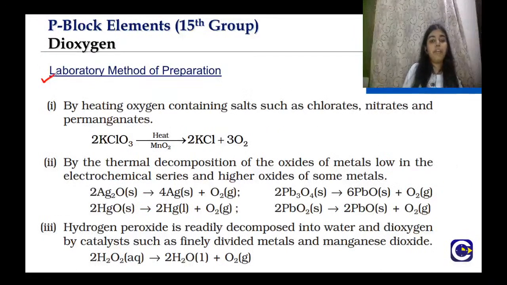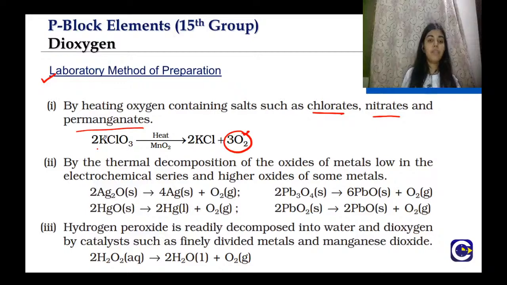Coming on to the laboratory method of preparation. What is the first preparation method? By heating oxygen containing salts. For example, let us take chlorates, nitrates or permanganate salts, and when you heat them, you will get oxygen as the product. So this important reaction you have to remember: KClO3 on heating with MnO2, which is acting as a catalyst, right, will give you KCl plus O2. So this is how in the laboratory we prepare dioxygen.